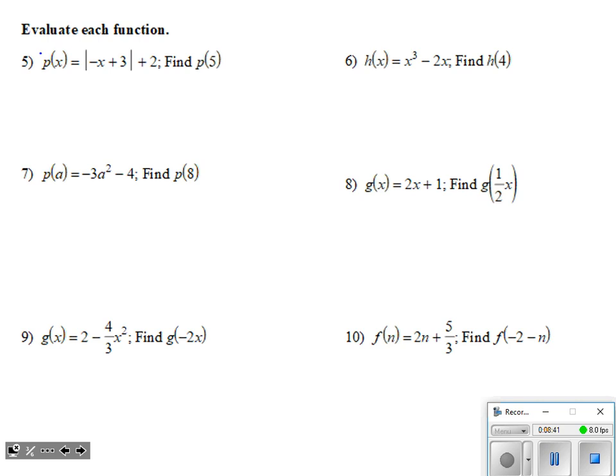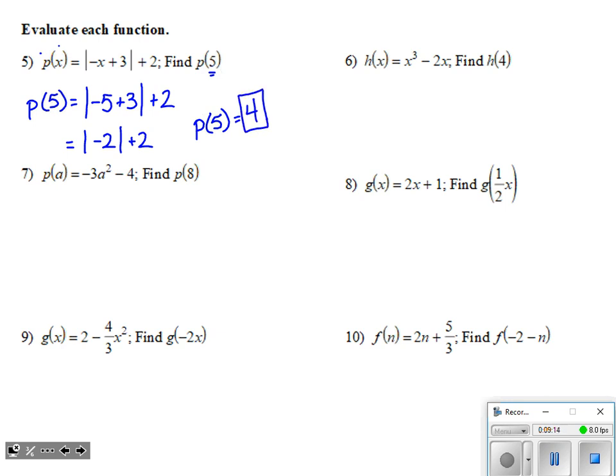So number 5, my function's name is p. It takes x's as inputs. We are going to input a 5. That's what they're asking us to find. So p of 5 is going to happen when I have a negative, not x, but 5 as an input, plus 3 inside an absolute value, and then plus 2 afterwards. Okay, so what that equals is absolute value of negative 2. I have to simplify that first if possible. What is the absolute value of negative 2? Well, it's 2. So I'm really just doing 2 plus 2. My answer should be 4.